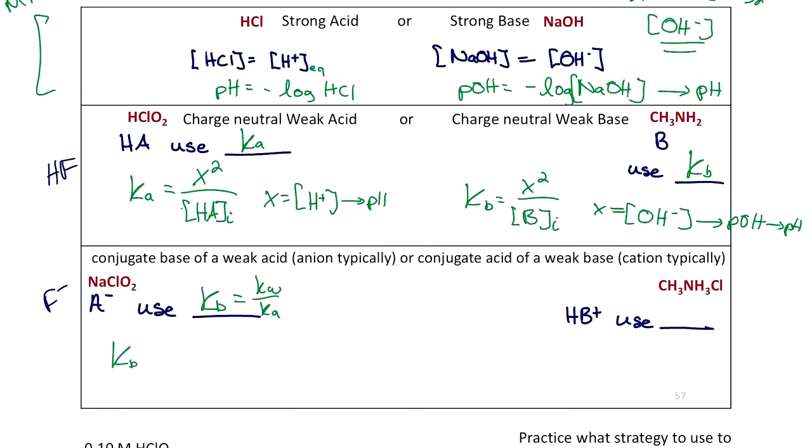So Kb is equal to x squared over initial concentration of A minus. That will be given. X is equal to hydroxide concentration because we used a Kb. And then you're just a pOH, pH away. I hope we're seeing this. These are the conjugates. These ones are harder. They're harder to identify because it's tricky to just identify, oh, this is the conjugate of something else, right?